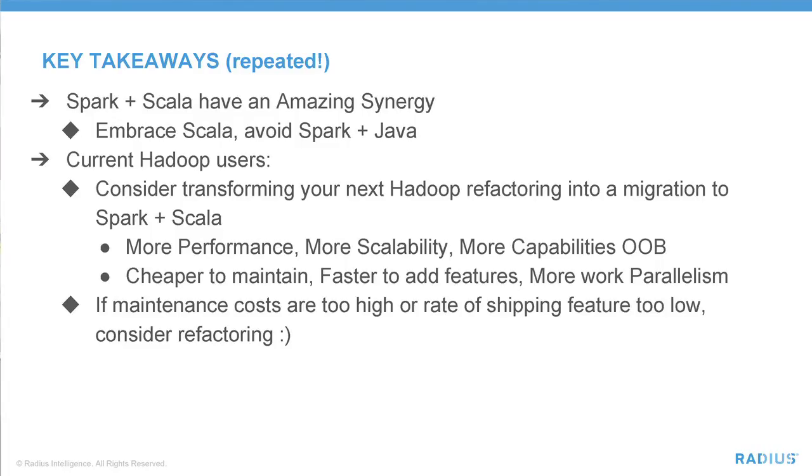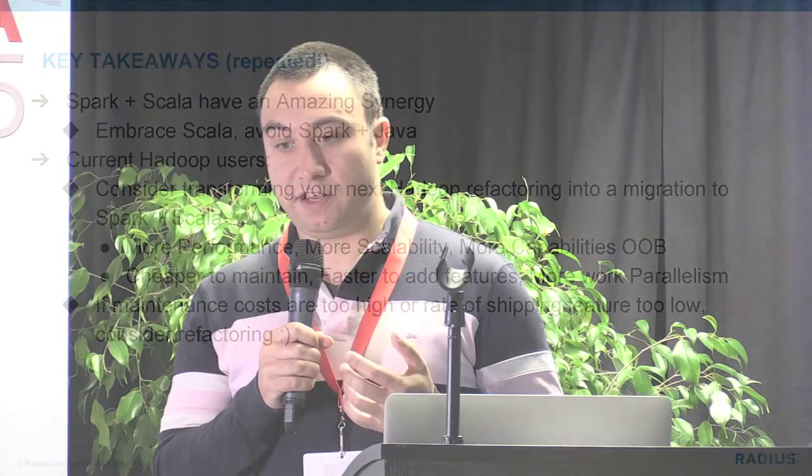So let me say again the takeaways for this talk. Spark and Scala have an amazing synergy. I really urge you to consider using Scala with Spark as opposed to Java. You will get much more out of it. And if you feel right now that your Hadoop project has a high maintenance cost or you're not happy with the rate with which you can ship features, I encourage you to try to migrate to Spark and Scala.